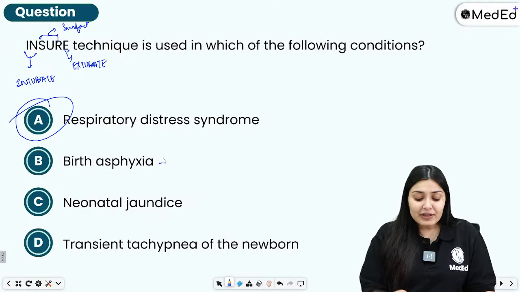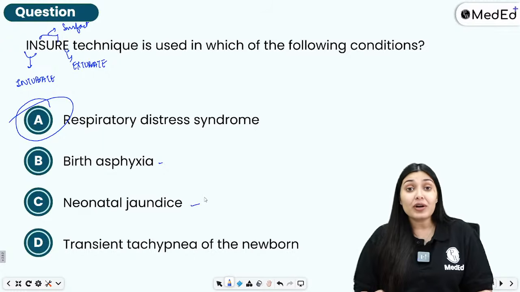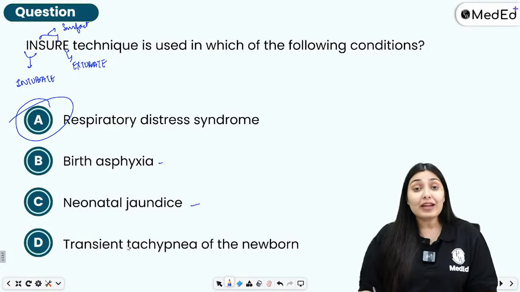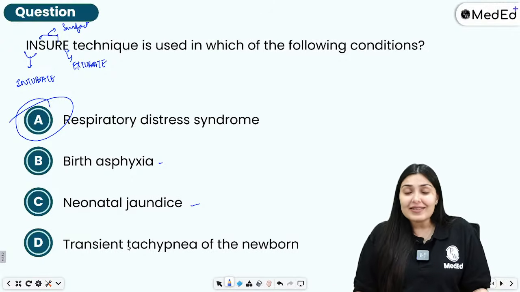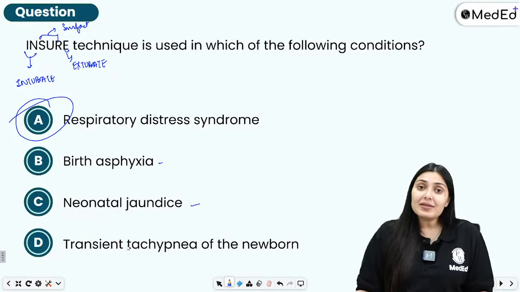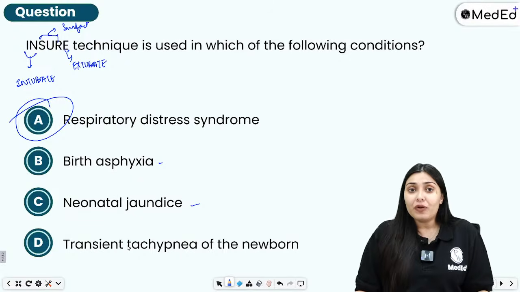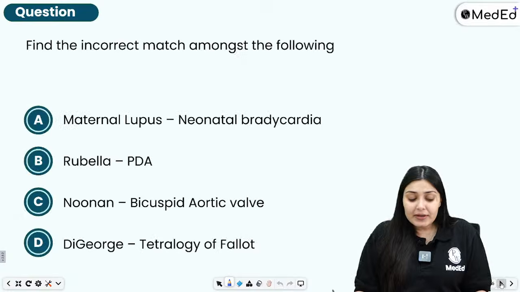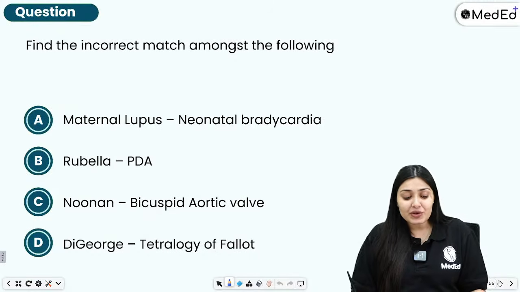For birth asphyxia, we don't do such things. For neonatal jaundice, we use phototherapy and exchange transfusion. In transient tachypnea of newborn, it is a transient condition, just supportive therapy has to be given. Sooner or later, this child is going to improve on its own. It's a transient condition, right? So now let's move to the next question.